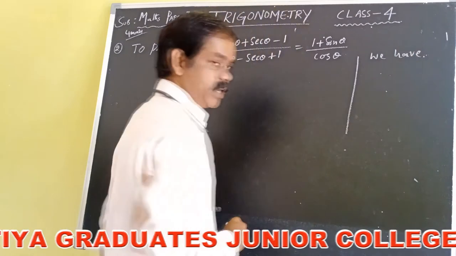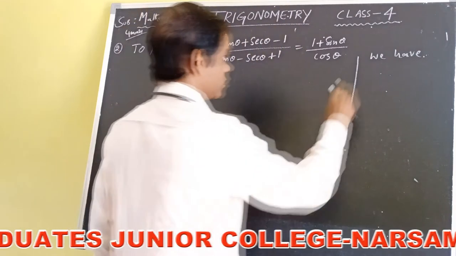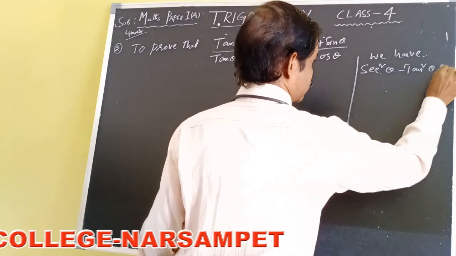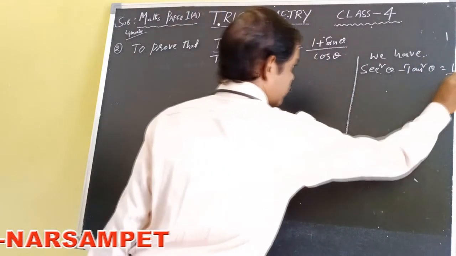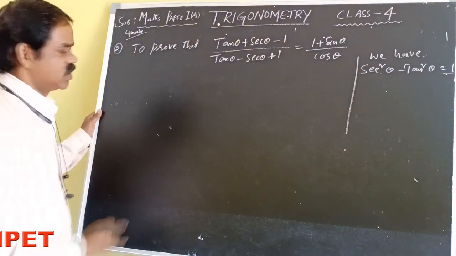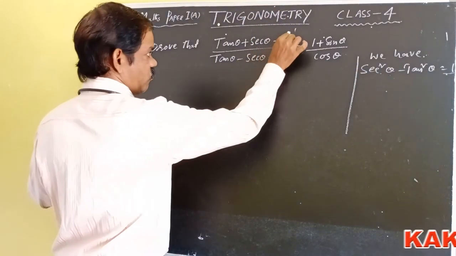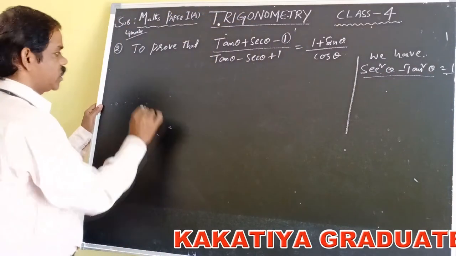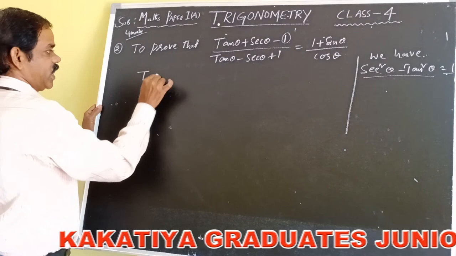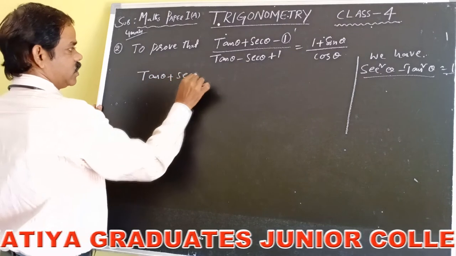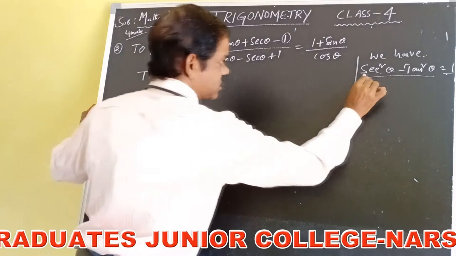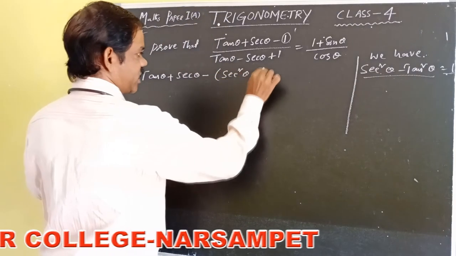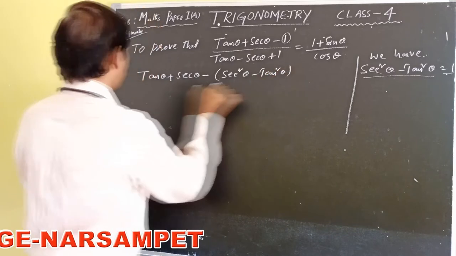Secant square theta minus tan square theta is equal to how much? 1. So therefore, secant square theta minus tan square theta is equal to 1. Applying this formula here, it's very simple. Instead of 1, you can write this basic formula. Then you get tan theta plus sec theta minus 1, where 1 means secant square theta minus tan square theta.